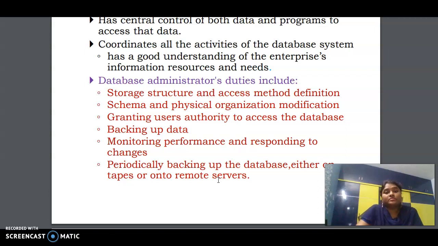A database has a large amount of data, so the data can be stored in the form of tapes. Why they use tapes is that they are less tampered with, and they are robust for all types of climates, so we use tapes. And we can go for remote servers, like Google, Amazon, or Flipkart offices. They have remote servers also, in order to maintain large amounts of data.